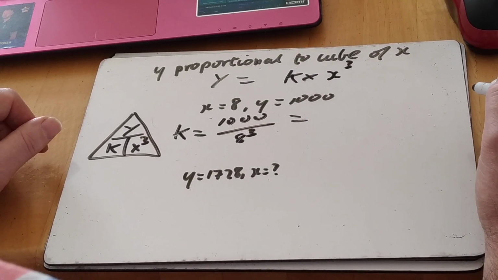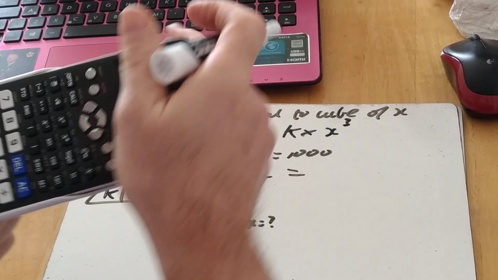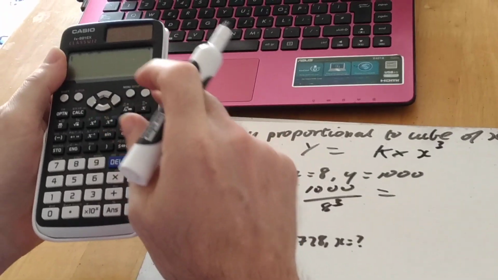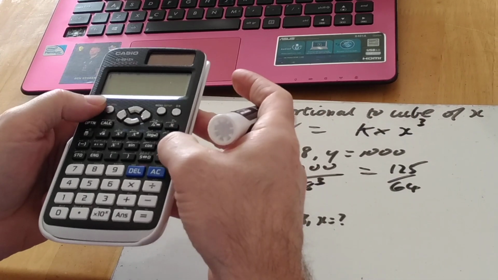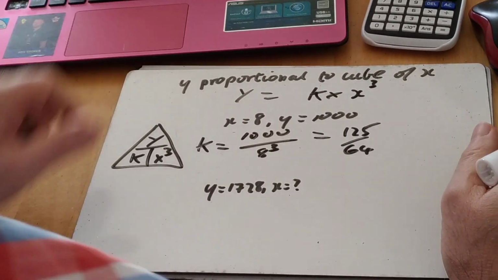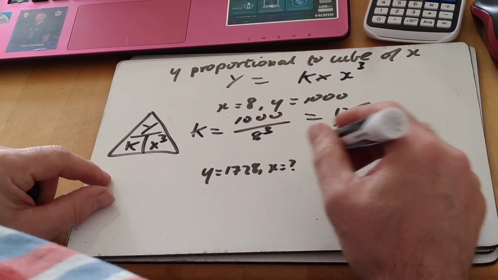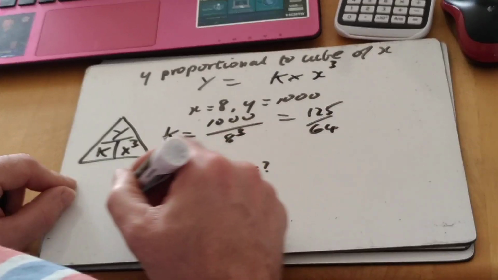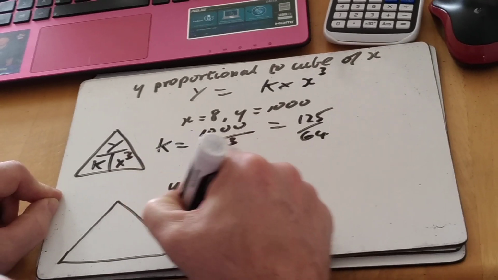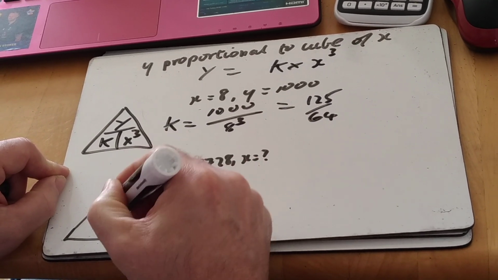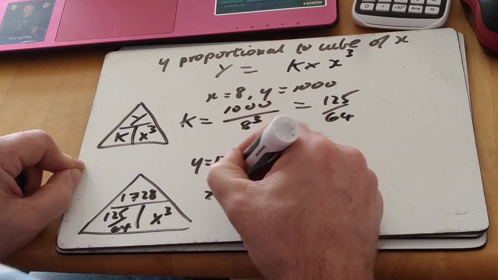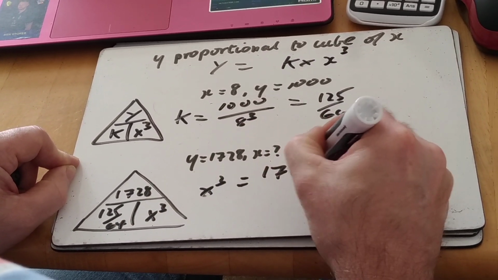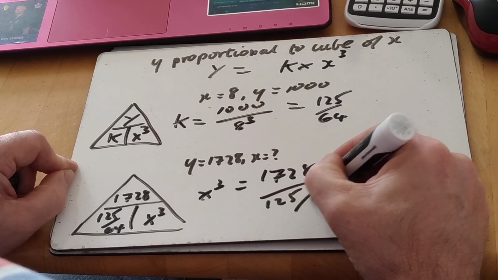I might need a calculator for this, to be honest. It's going to be a bit beyond me. Let's have a look. It's going to be 10 over 8, 5 over 4, which is 125 over 64. I'm hoping that the figure's giving me a nice value for x at the end here. So I'm going to use that as my k value. Let's do a nice big triangle here because I've got a big fraction. y is 1728, k is my 125 over 64, and I've got x cubed. So x cubed is y, 1728 divided by 125 over 64.